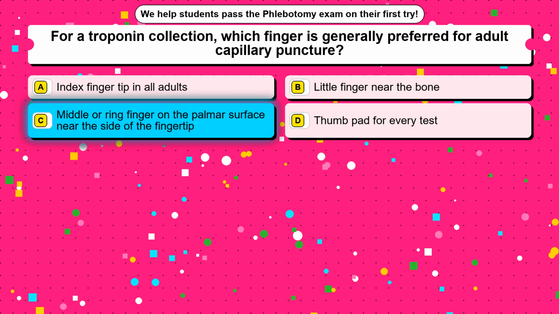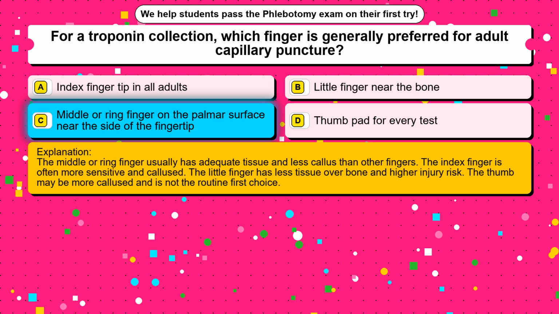The correct answer is option C. Middle or ring finger on the palmar surface near the side of the fingertip. The middle or ring finger usually has adequate tissue and less callus than other fingers. The index finger is often more sensitive and calloused. The little finger has less tissue over bone and higher injury risk. The thumb may be more calloused and is not the routine first choice.